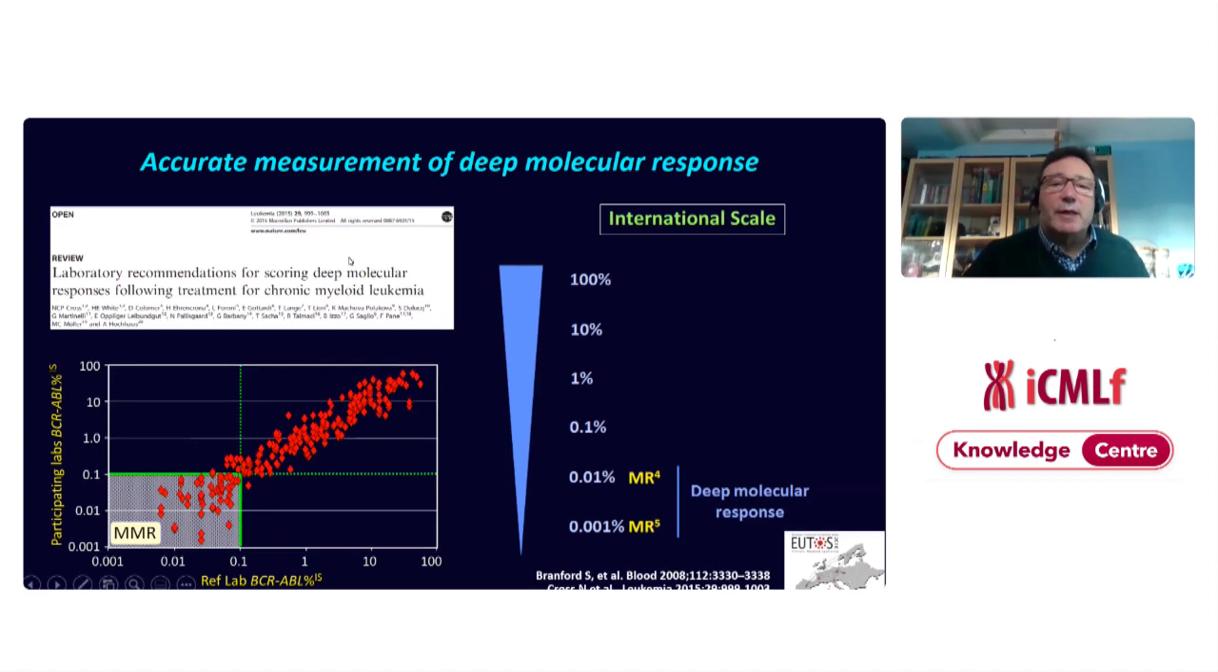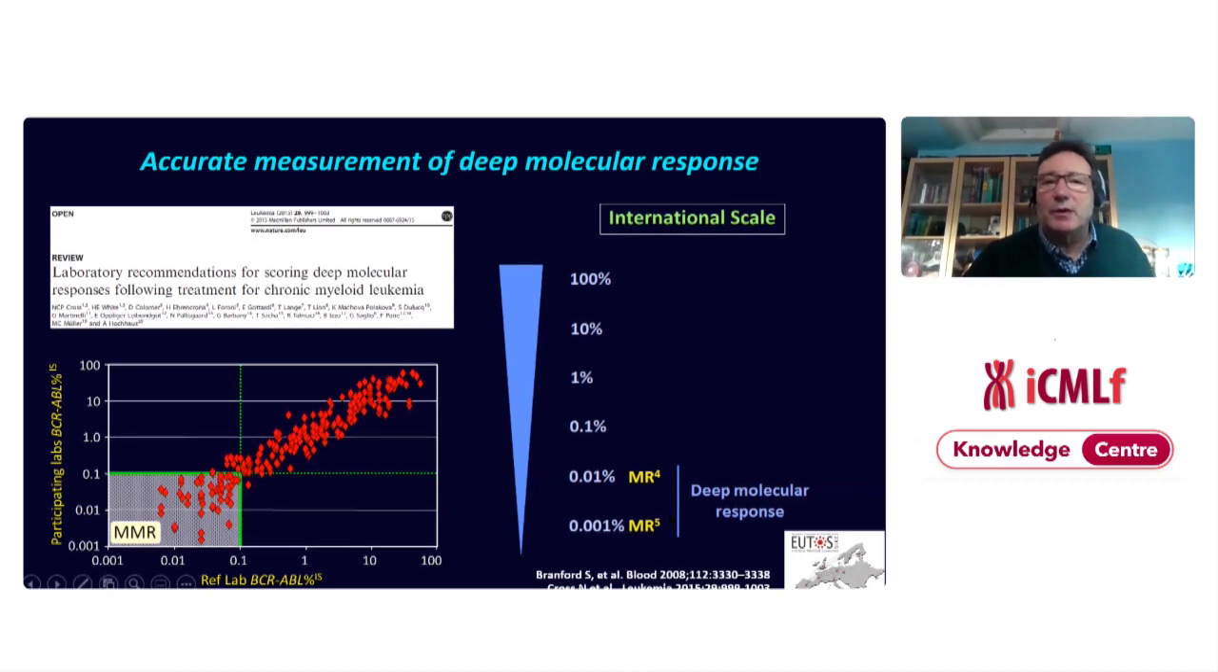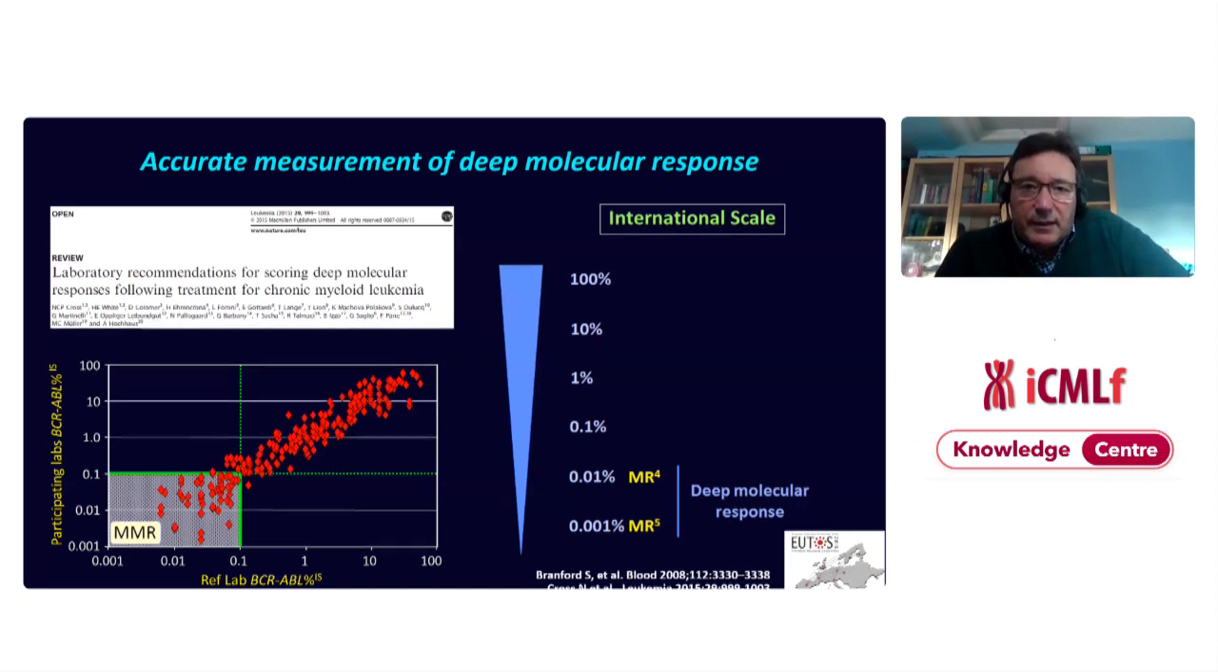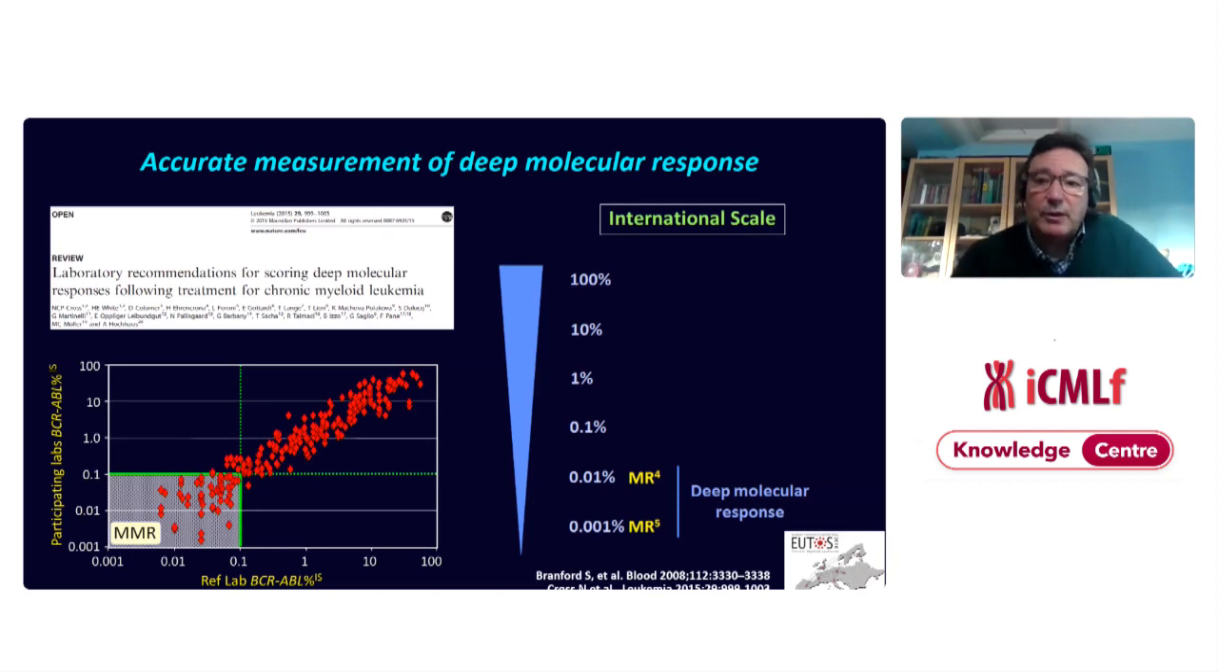So on the basis of this, we came up with consensus recommendations for scoring deep molecular response. Just to remind you, we're talking about these low levels of disease, MR4, MR5, that are particularly used to judge whether a patient might be ready to stop treatment. And also very important when patients stop treatment to monitor whether they are remaining in sustained remission or whether they are showing signs of relapse.